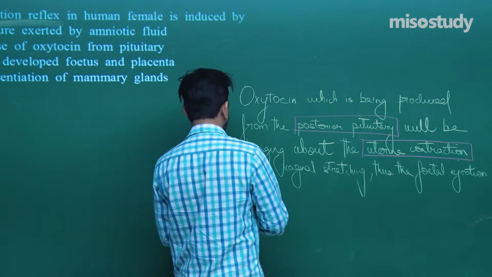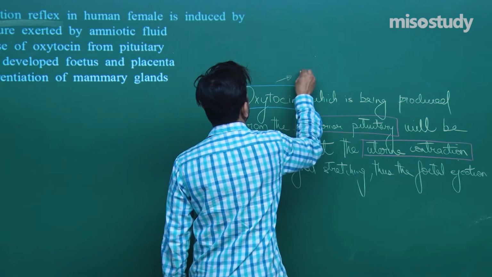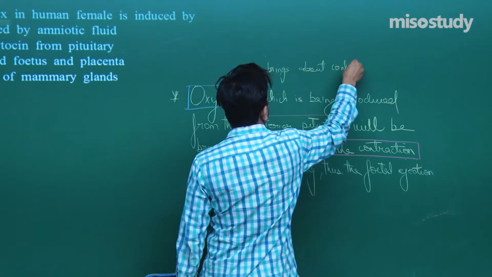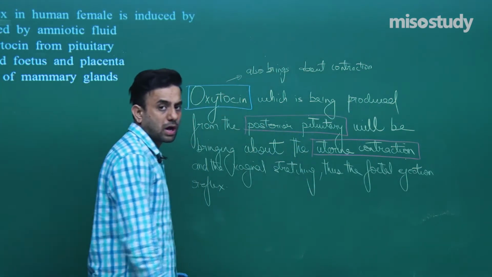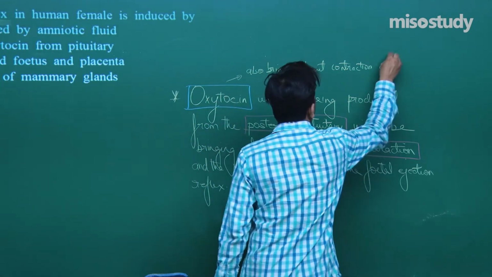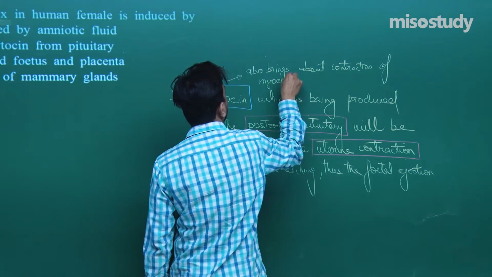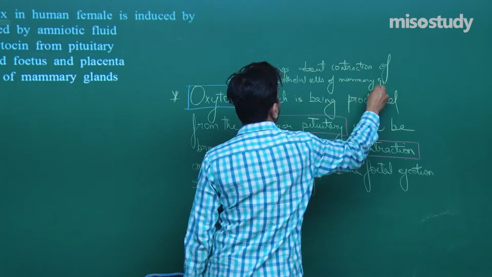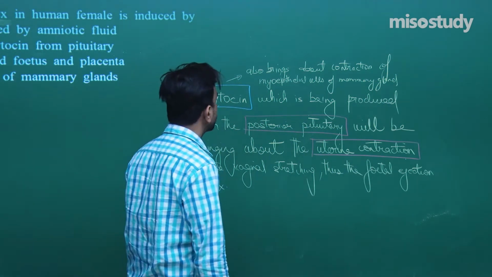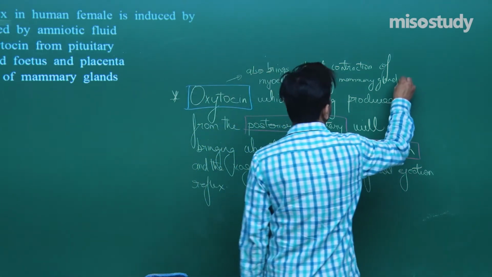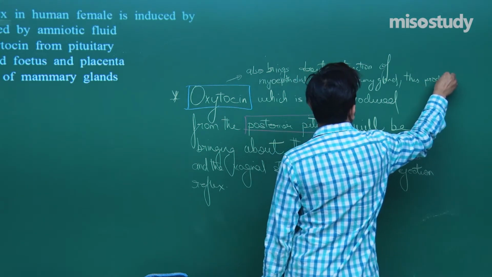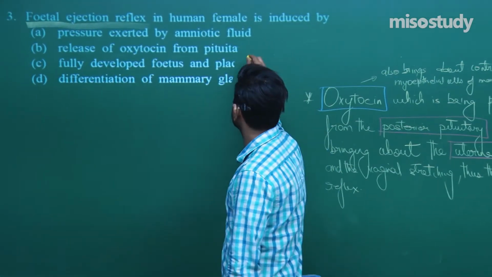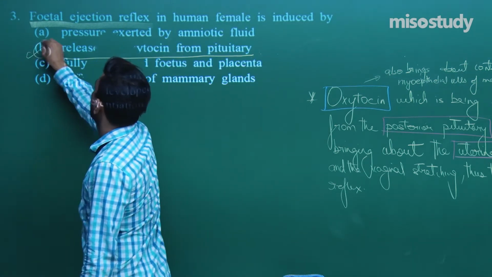Oxytocin also brings about contraction of the myoepithelial cells of the mammary gland, thus producing milk, right. So, the answer would be release of oxytocin from the pituitary. Okay.